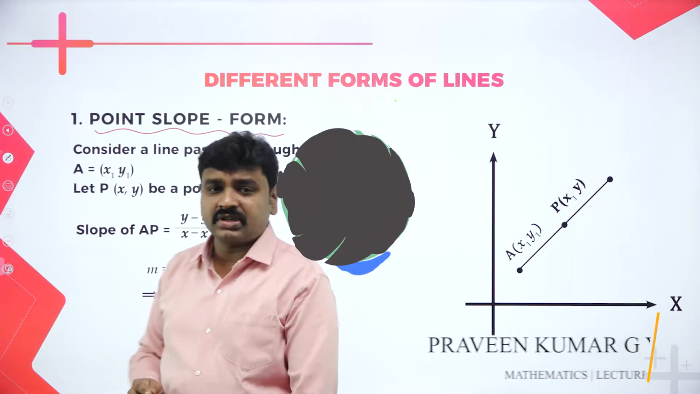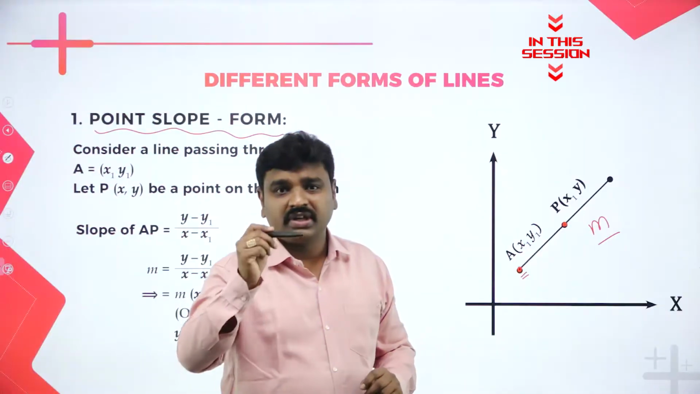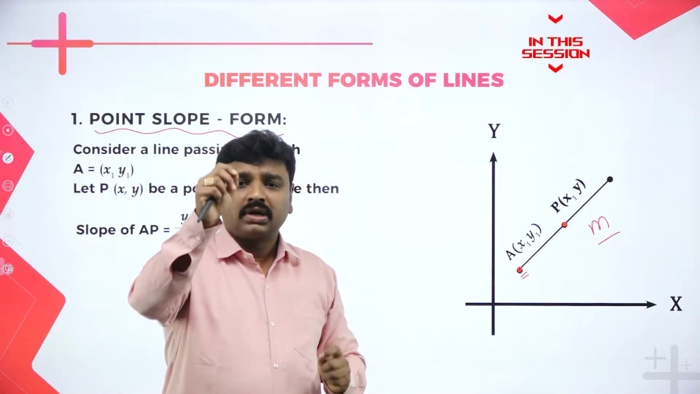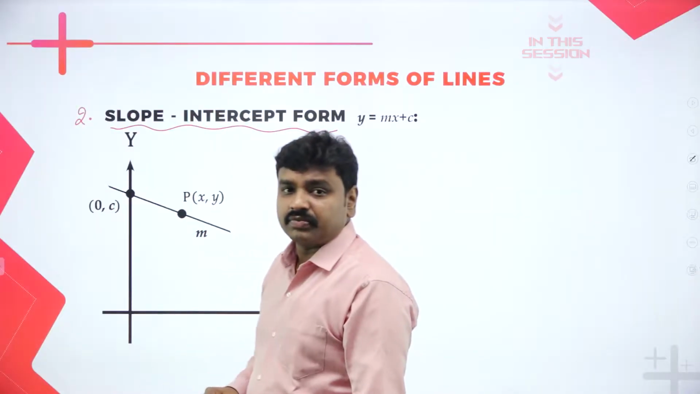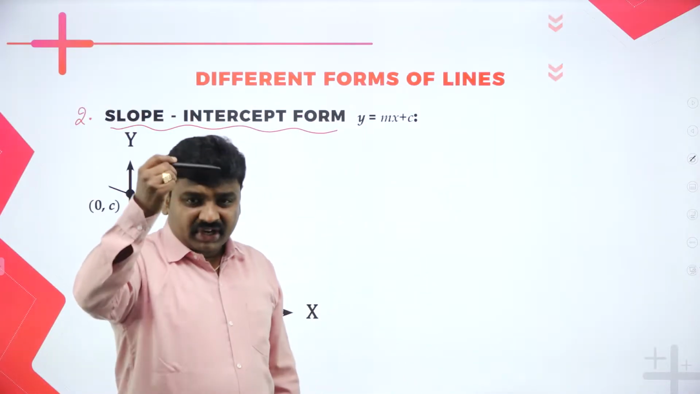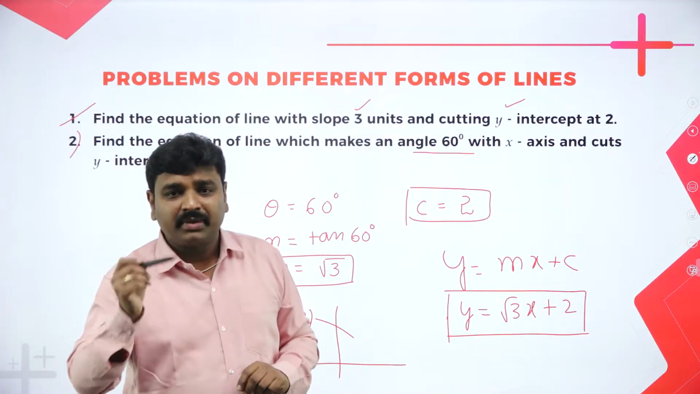What is the form I am discussing? Point slope form of line. Means when you know one point on the line. Now I need to derive equation of line. If I give 2 points, how to find slope? Difference of y coordinate. What is the second form? Slope-intercept form. Intercept means what? The point where line cuts y axis or x axis. What is slope? Tangent of angle made by the line with x axis.